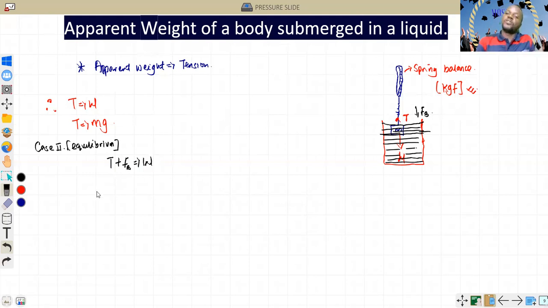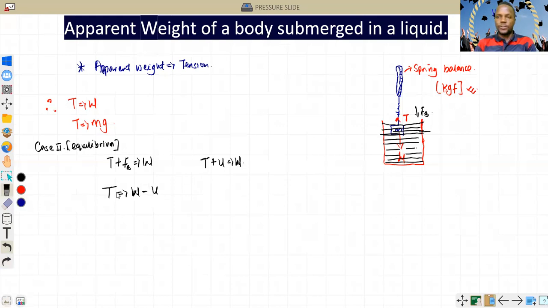Remember, buoyant force can also be written as upthrust. So you can also write it in your own way as tension plus upthrust is equal to weight. We can make tension the subject of the formula, which everybody should be able to do, by saying tension is equal to the weight minus the upthrust.